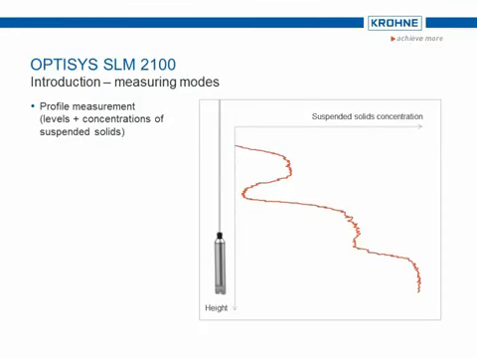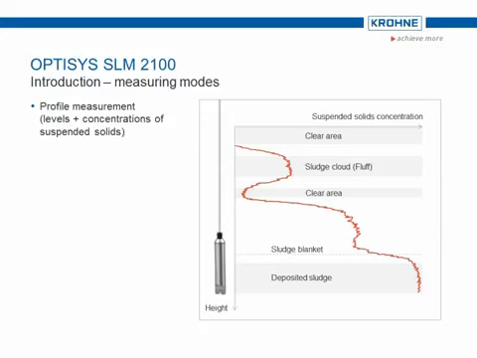Here, you can see the typical distribution that is often found in practice. As the sensor travels down through the medium, in addition to clear water zones with very low particle concentrations, we also encounter one or more so-called sludge clouds, or fluff, and below these a zone of increasing concentration until we arrive at the sludge blanket and the deposited sludge at the tank bottom. This so-called sedimentation profile can be directly measured in the profile mode.